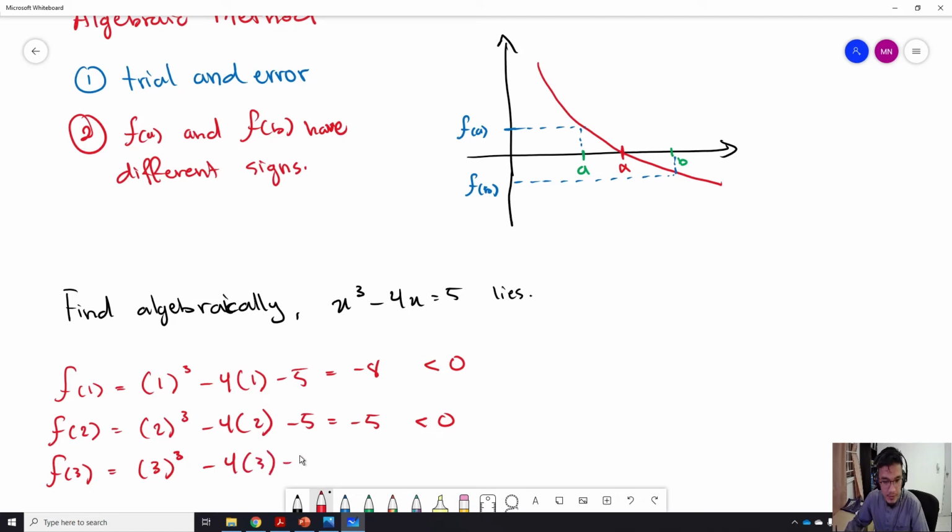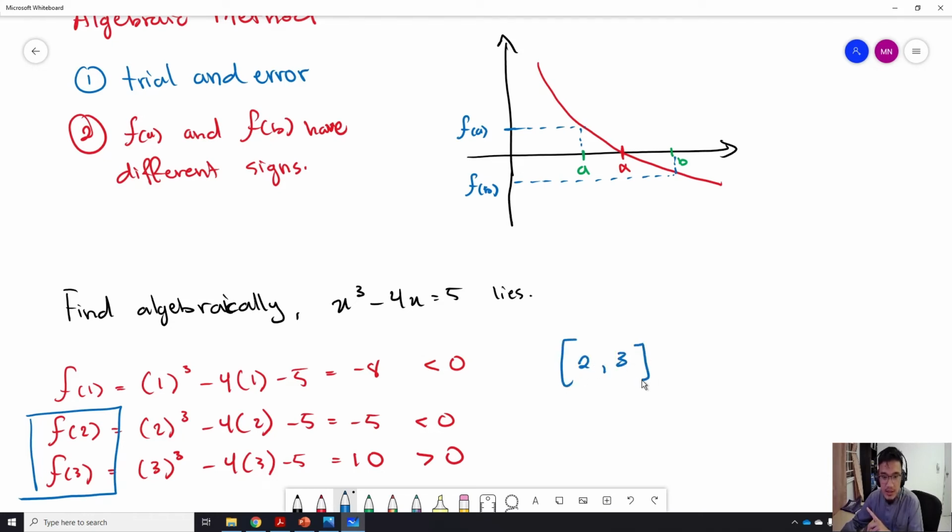So f(3) will give us equal to 10. That is bigger than 0. So what we have here is that we have already got the values for A and B, that is 2 and 3, because these are the interval where the alpha lies. Okay, so then we can say that the interval is between 2 and 3, because the negative 5 is a negative and positive 10 is a positive region. So there are two different signs.